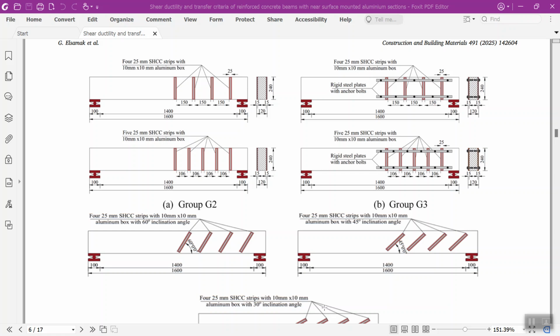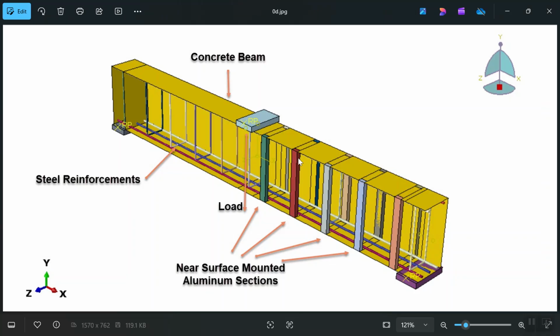Today we did a model of the 3-point bending test and shear ductility and load transfer of a RC concrete beam reinforced with NSM, or near surface mounted, aluminium sections. Here we can do one of these scenarios here. And if you check, I did this in Abaqus simulation.